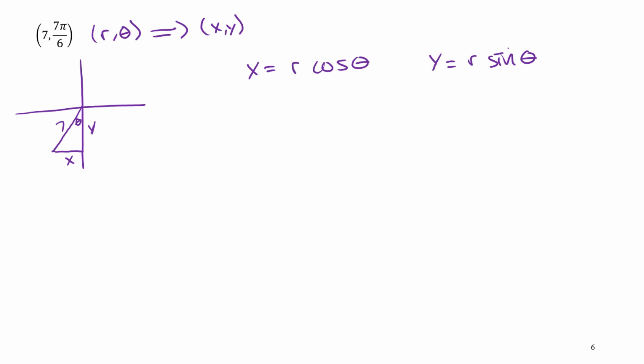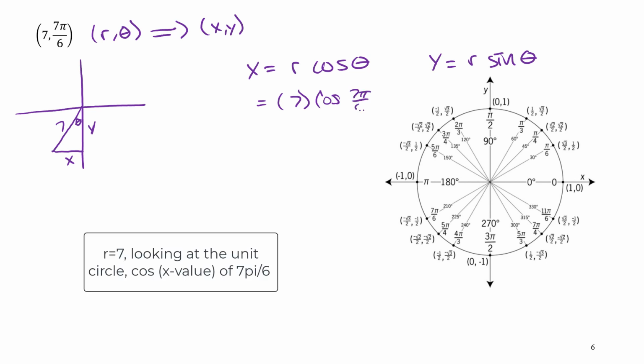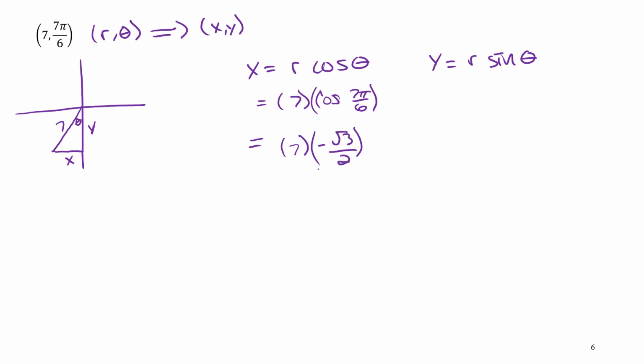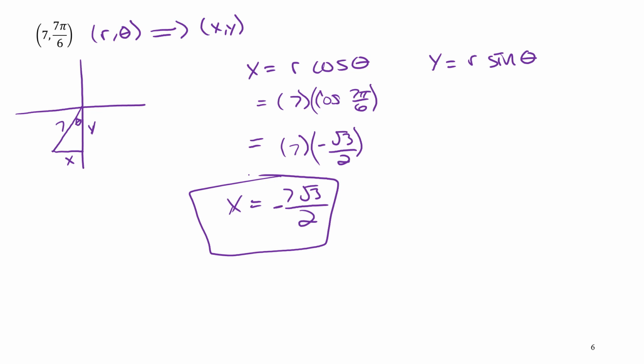So let's do the x first. We know that the radius is 7, and we know the cosine of theta, where theta is 7 pi over 6, is negative square root 3 over 2. That will equal, for x, negative 7 square root 3 over 2. That would be our x value.